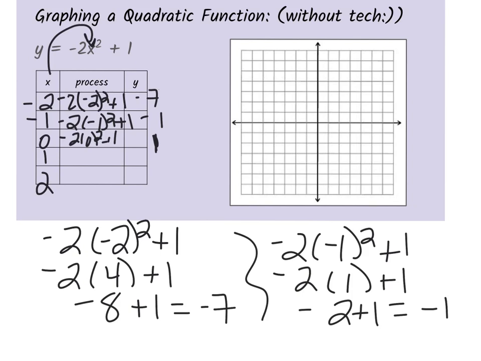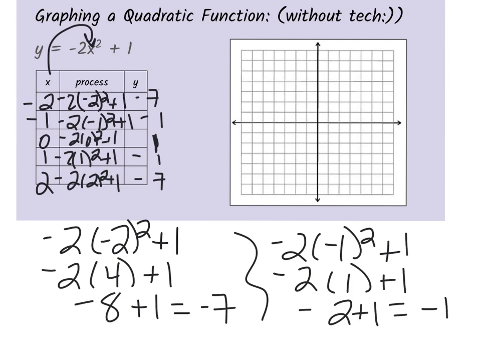Okay. Negative 2 times 1 squared plus 1. So negative 2 times 1 squared plus 1. I'm still going to get negative 2 times 1 plus 1. I'm going to get negative 1. And there it is. That's where I make my shift. Okay, and then negative 2 times 2 squared plus 1 is going to give me negative 7. Okay? All right, so let's graph this and see what happens.